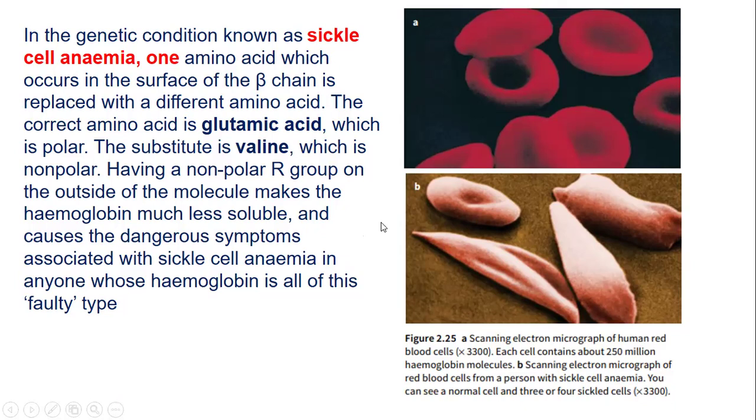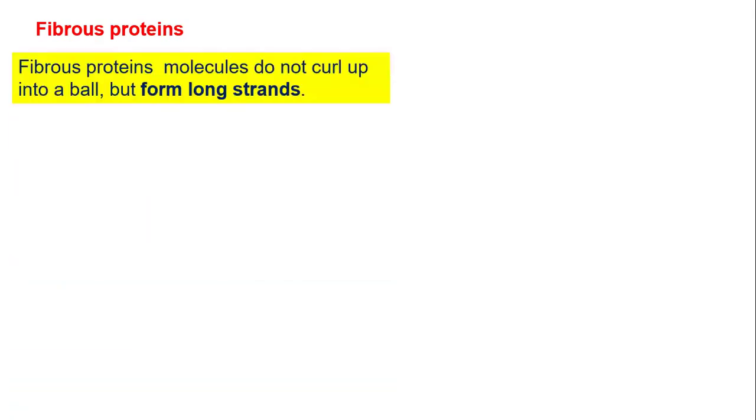So that is hemoglobin as an example of a globular protein. We also have what we call fibrous proteins. Fibrous, from the word fiber. So these are proteins that just form strands, like fibers. They do not curl up into a ball, but they just form long strands.